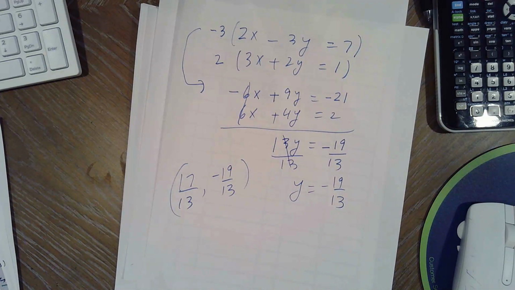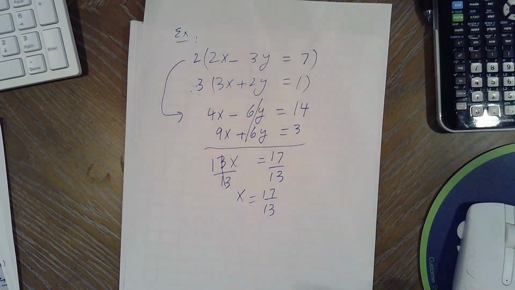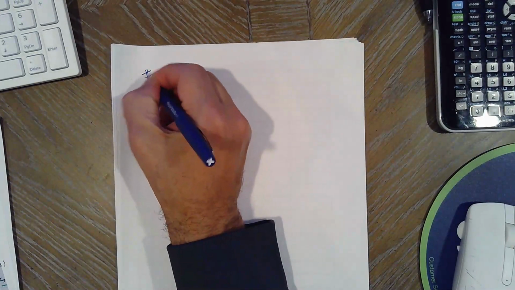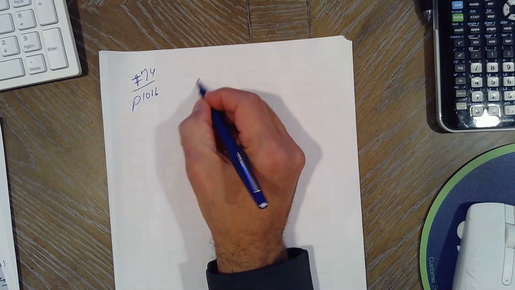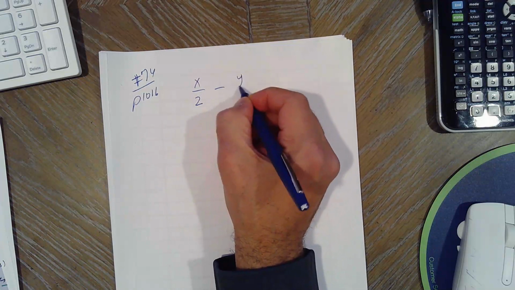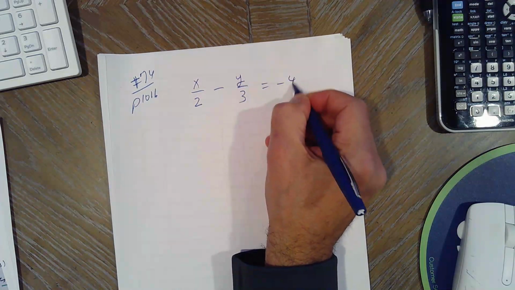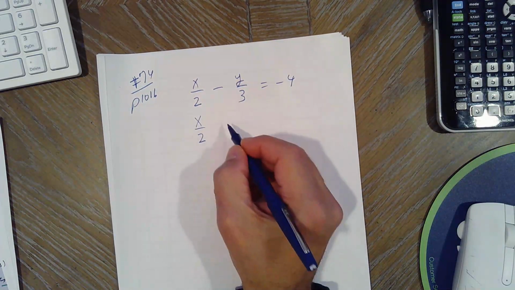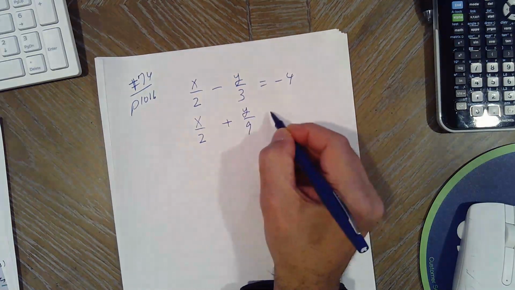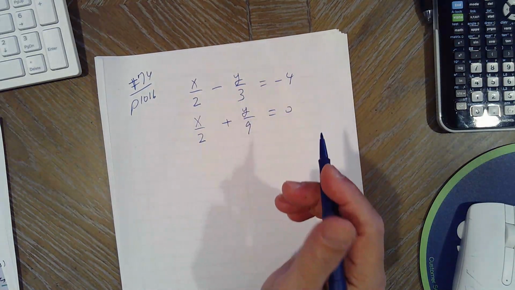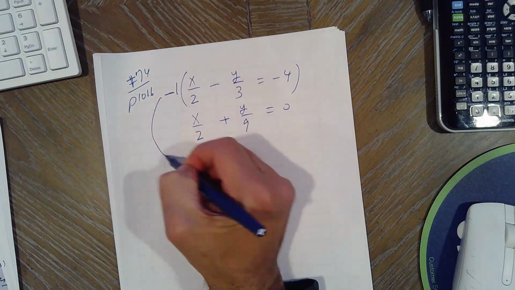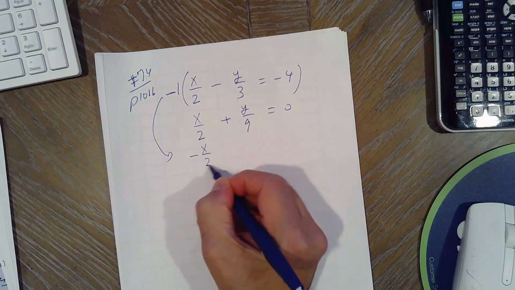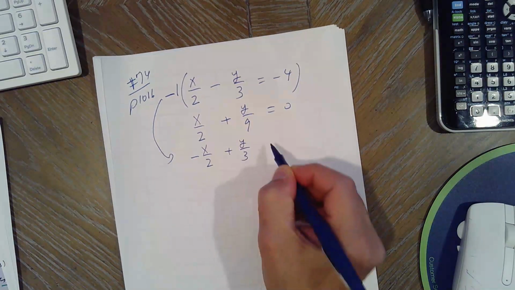Alright, 74, page 1016. x over 2 minus y over 3 is negative 4. x over 2 plus y over 9 is 0. So we want to solve this system. Probably a good idea to just times the top by negative 1. So it'd be negative x over 2 plus y over 3 is 4.